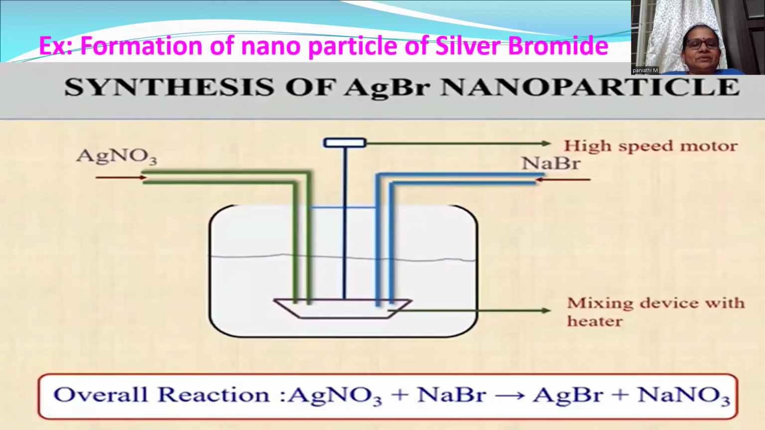So this is one more overall reaction. If you write it in terms of chemical compounds, silver nitrate plus sodium bromide results in silver bromide plus NaNO3.